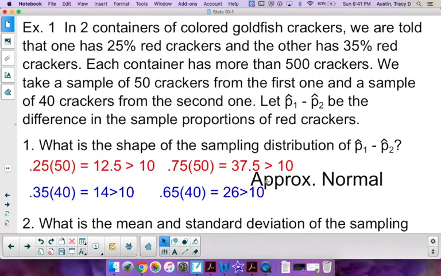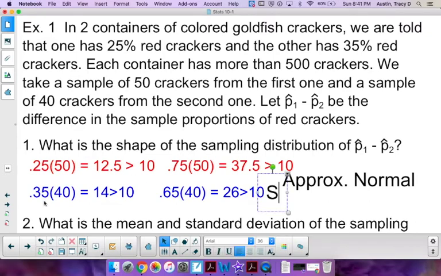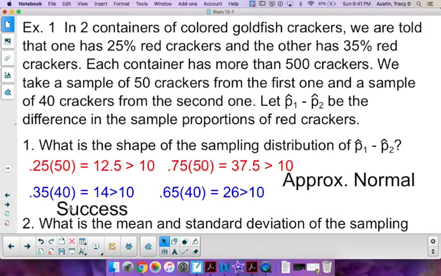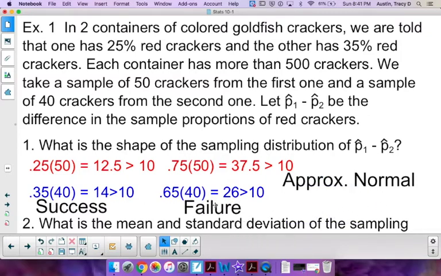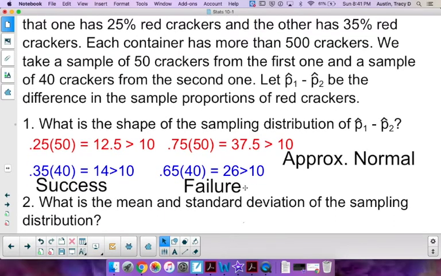Okay, so you have to check success and failure for both containers. And again, you can also put a little note up underneath, right, that those are your successes and these are your failures right there. Red crackers and non-red crackers. Okay? So that is the shape of the sampling distribution, and that is how we are going to prove normal in our conditions. Okay? Very, very important.